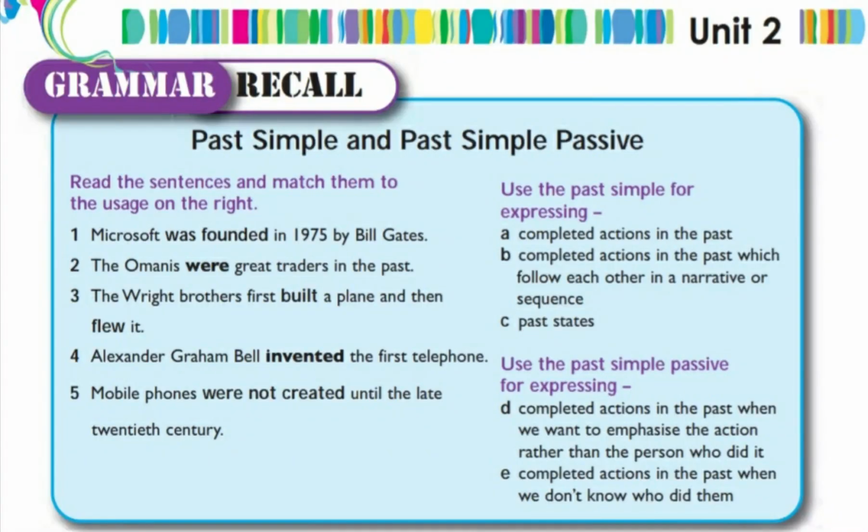Now, why do we use the past simple passive? The passive here is used for expressing two things. Either completed actions in the past, when we want to emphasize the action rather than the person who did it, or the doer, or the second use is the completed action in the past when we don't know the doer. Okay? So there are two uses. Either we want to emphasize the action, not the doer, or we don't know the doer itself. All right.